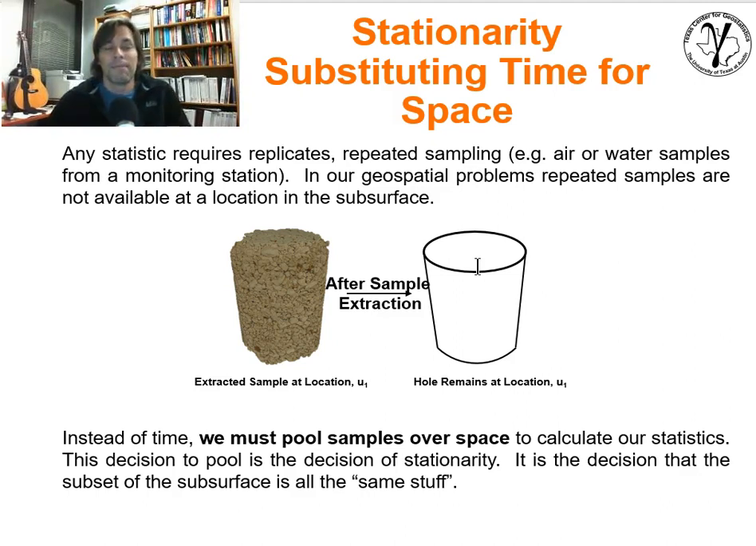So what does this mean? It means that we have to make a decision. If we don't make that decision, we're stuck. So instead of turning the tap, getting some beer, checking the clarity, the color, whatever they measure on beer or on oil or gas or water, and then coming back and doing it over and over again, instead, we must pool samples over space to calculate our statistics. This decision to pool samples over space is what's known as the decision of stationarity.